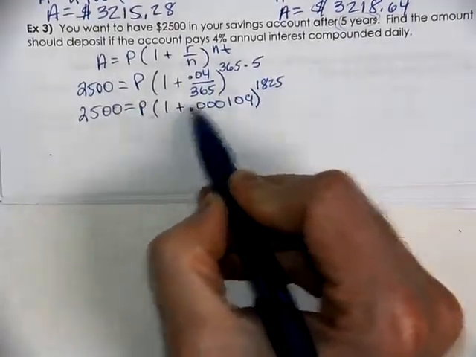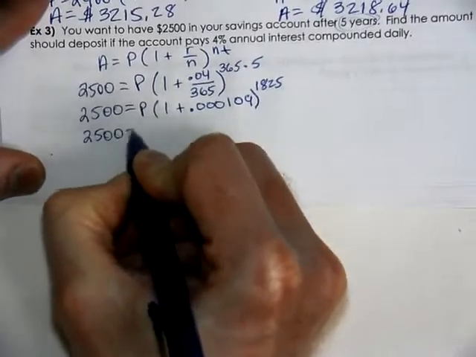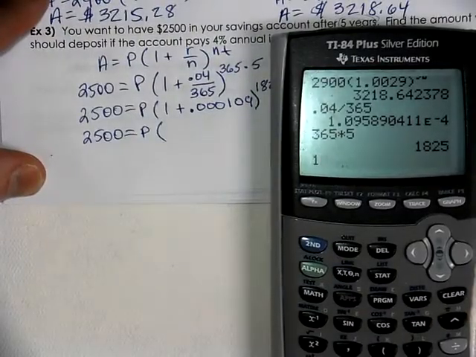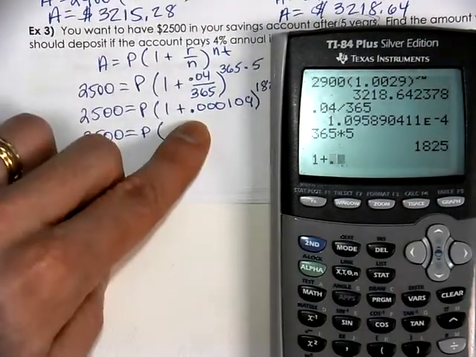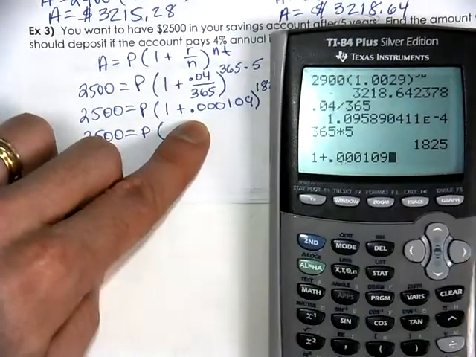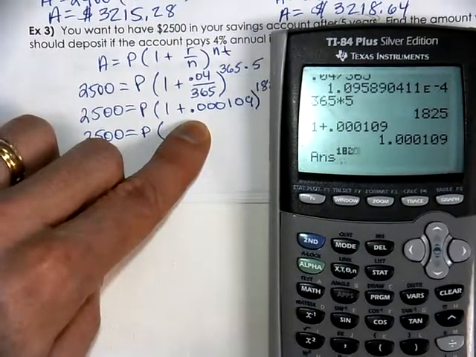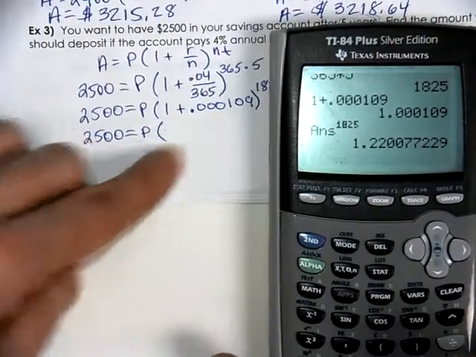So we want to know what this whole portion here is going to be. It's not going to be very big. But if we take our 1 plus 0.000109 and raise that to the power of 1825, that's going to give us 1.22.